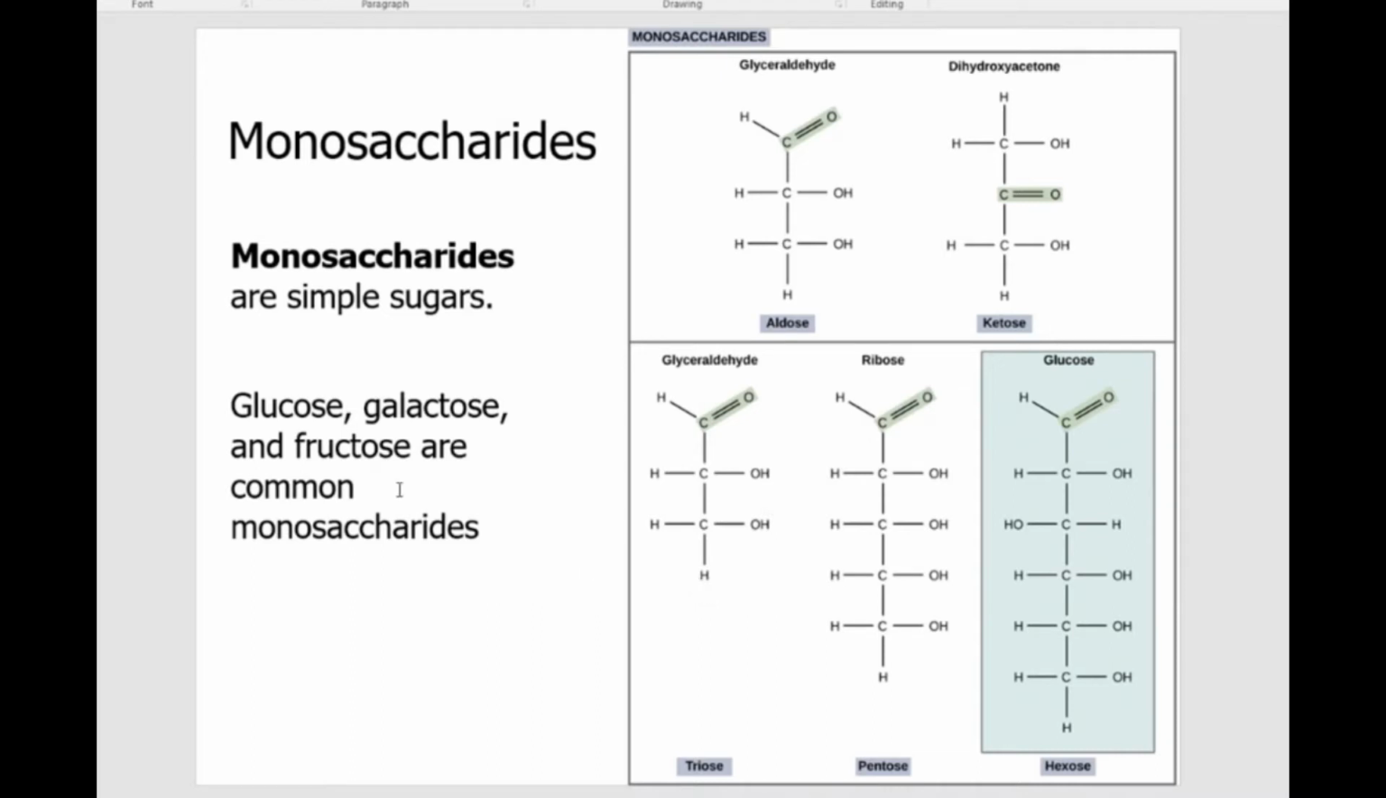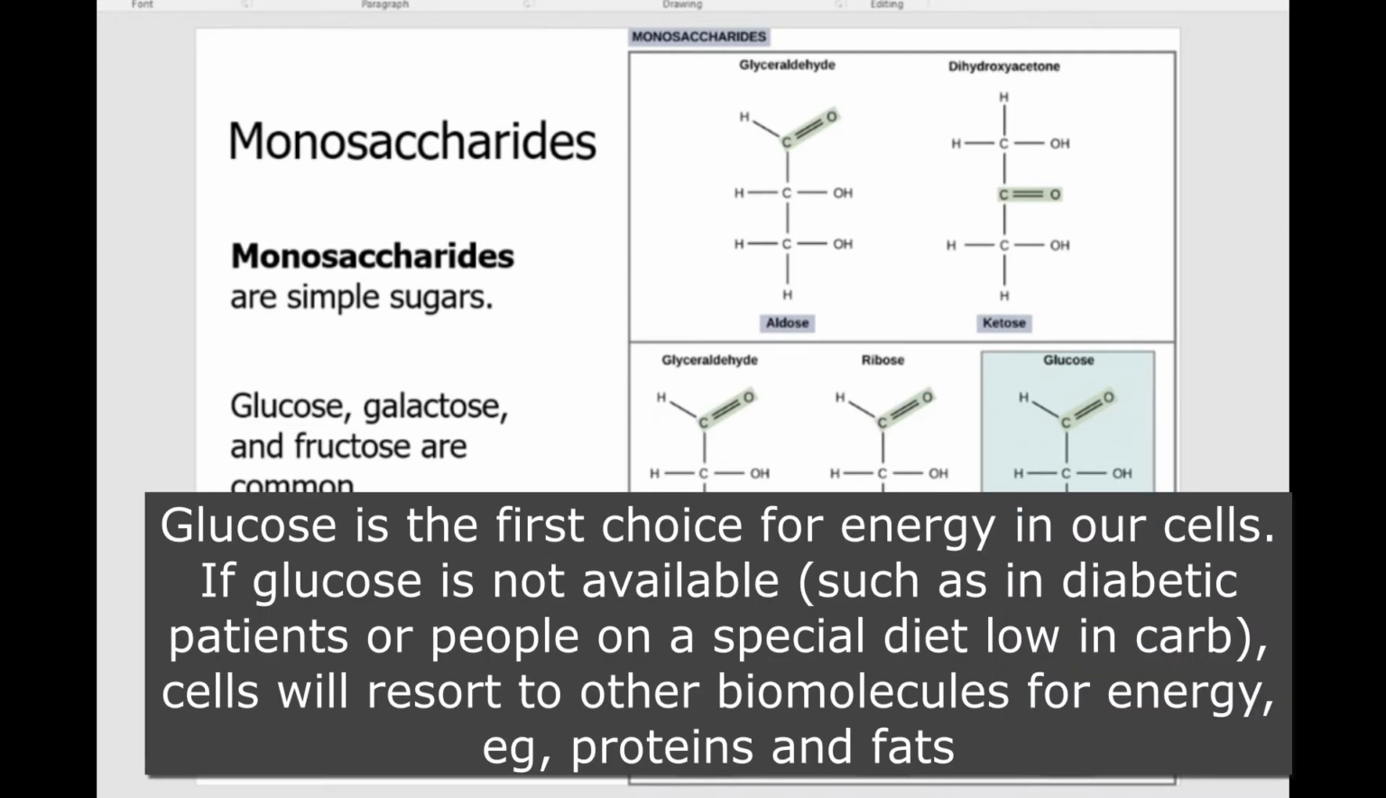Good examples are glucose. Glucose is very important for our cells. Like I mentioned earlier, our cells will take in glucose from your blood, and then they will break down glucose for energy. This is our number one source of energy. So if glucose is available, your cells will utilize glucose first. If glucose is not available, then our body may use fats or proteins, like what happens to diabetic patients, right? Because the glucose cannot get into the cells, their cells will utilize other sources.